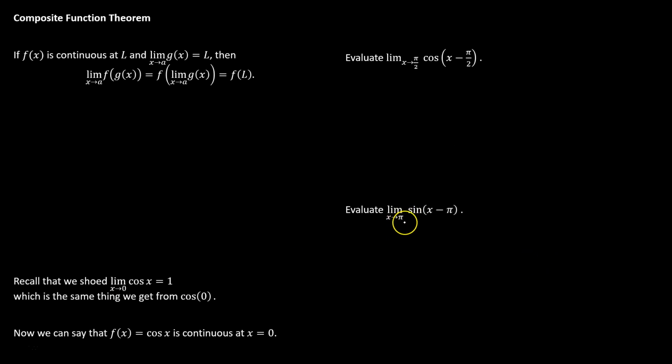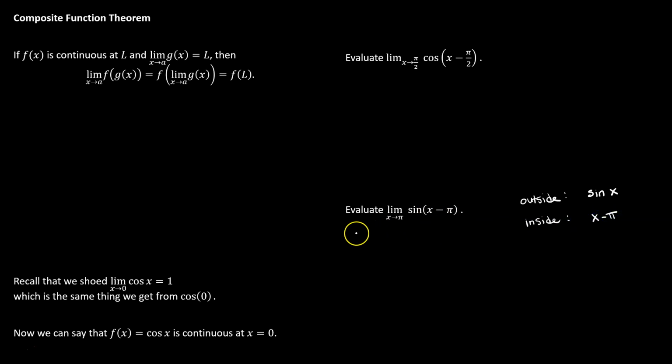Let's try another one. Again, using the composite function theorem, I want to identify what my outside function and my inside function are. The outside function for this second limit is the sine x function. The inside function is x minus pi.